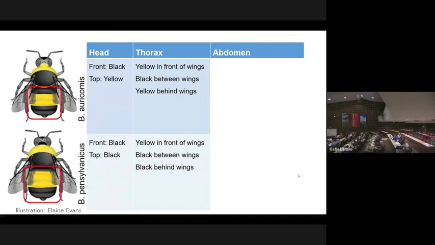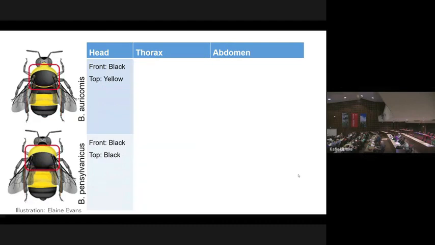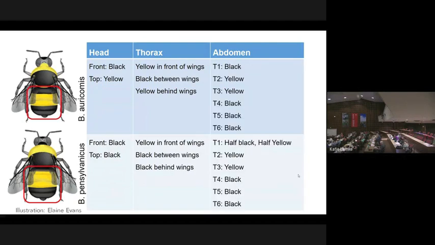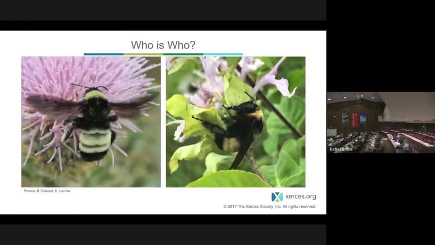And then what about the thorax when we look there? In front of the wings, what color is it? What about in between the wings? And behind the wings? Yellow and black, and this one can also have yellow. So it can be tricky. So these are very similar species that are going to be flying around. And when we look at the abdomen, here are those 2 species we were just looking at. Very difficult to tell, but not impossible.